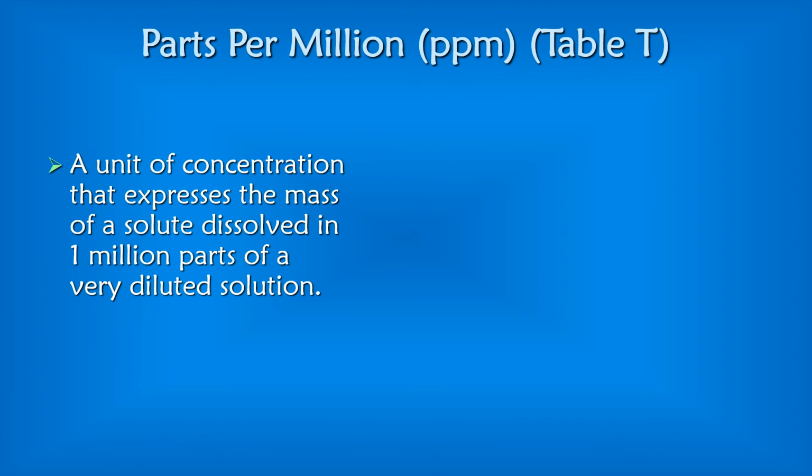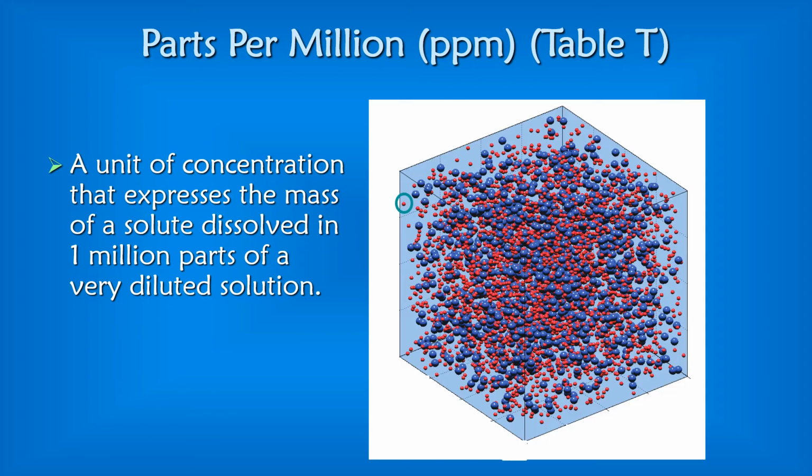Okay, so now let's talk about the second unit for concentration that we were going to talk about, which is parts per million. So in theory, parts per million is basically just a unit of concentration that expresses the mass of a solute which is dissolved in 1 million parts of a solution. So this is what it means.